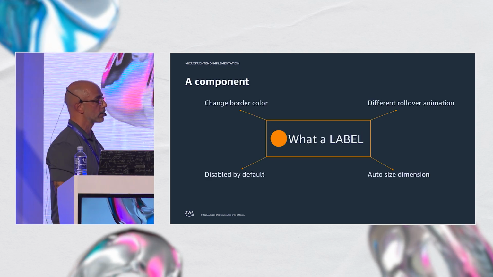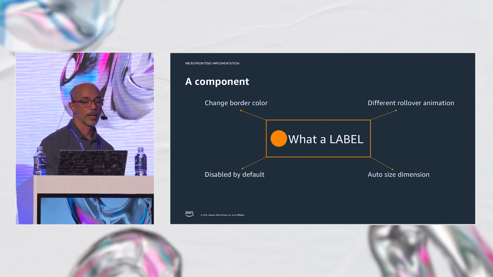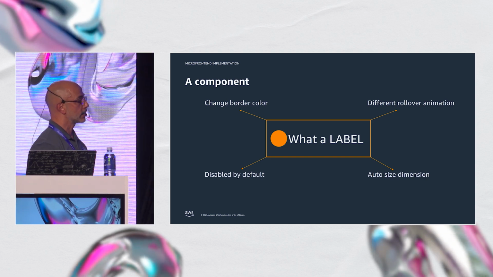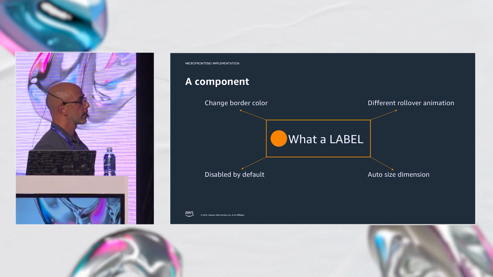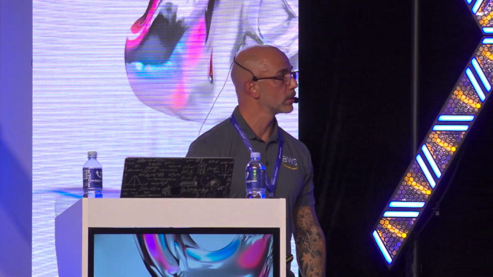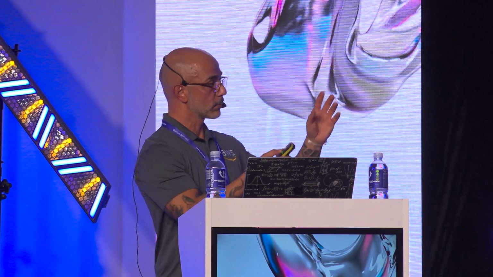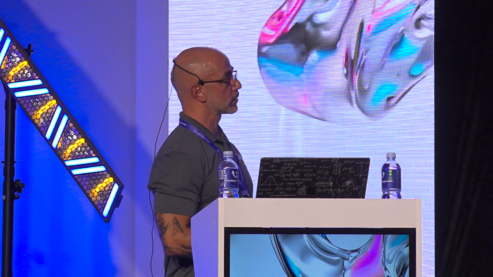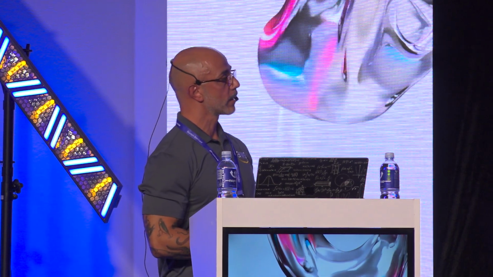And the orange square has a label. And then I define that the label has to be orange. And then I want to be able to change the border color. And I want to be able to have different rollover animations. I want to be able to auto-size this square, this rectangle, and I want to make it disabled by default. So what is this? Is it a component?